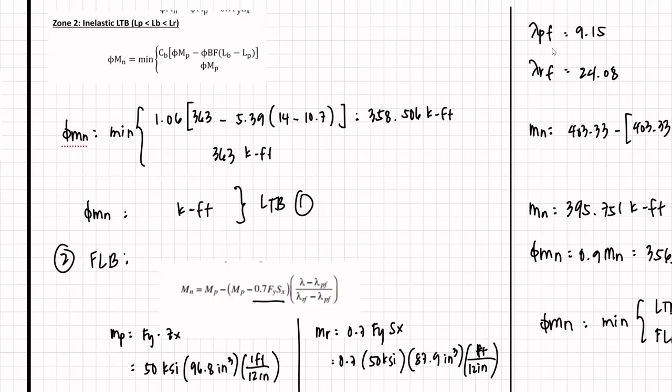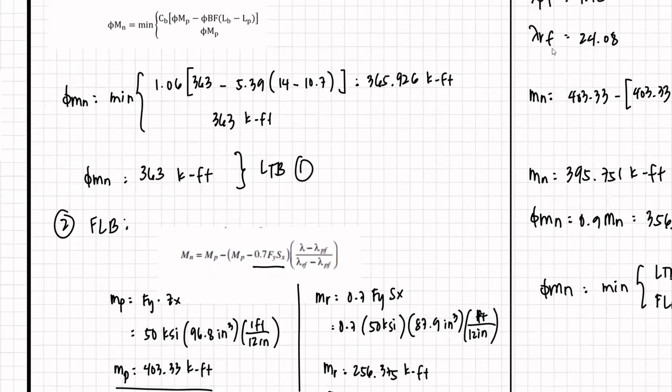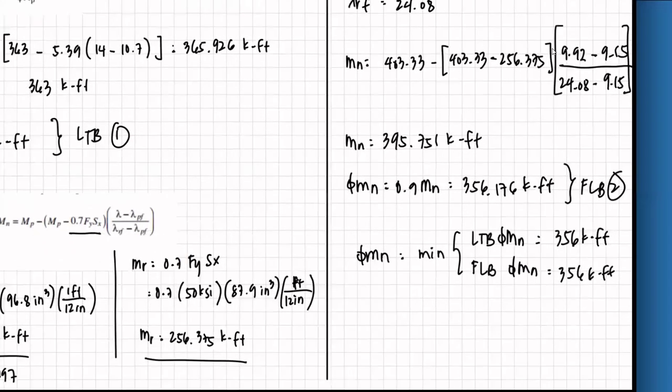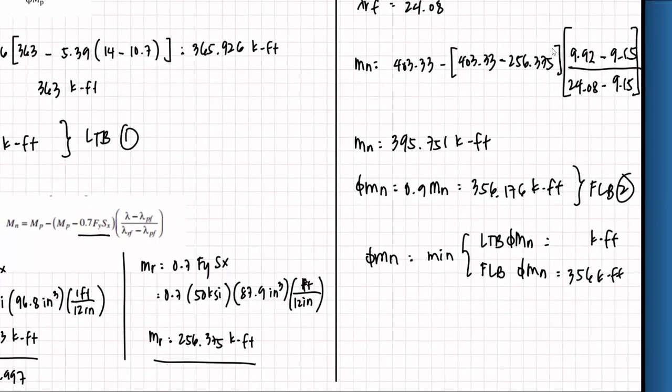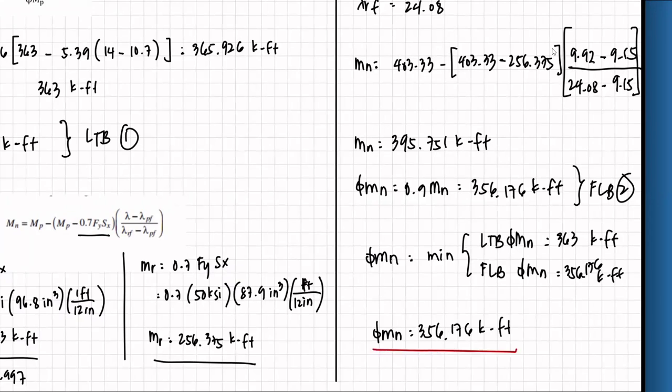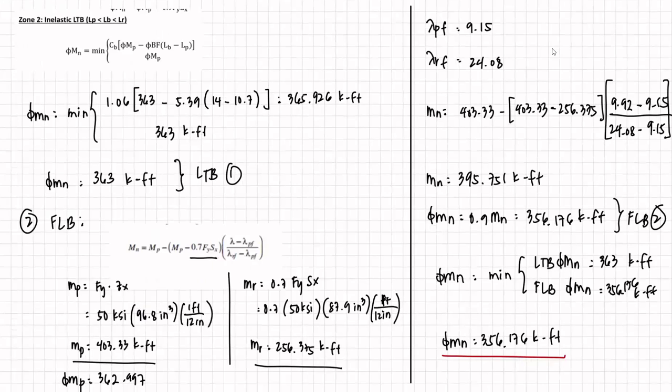Okay, so 1.06 times 363 minus 5.39, 14, 10.7. That is 365.926. Okay, so minimum is 363. Okay, pagdating dito, this is 363 plus 356.176. So, yung Mn, yung minimum sa kanilang dalawa. So, 356.176. Ito yung mag-govern. Okay? So, yan na yung Mn natin.